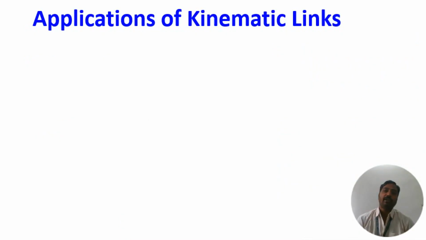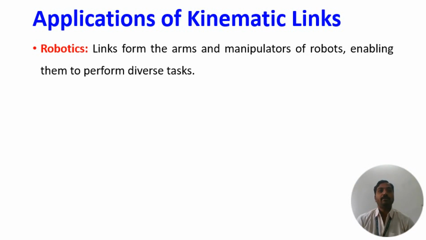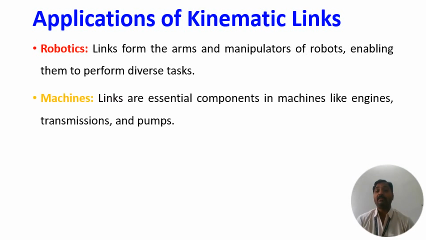Now, the applications of kinematic links, where we can use these kinds of applications. We can use them for robotics. Links form the arms and manipulators of robots, enabling them to perform diverse tasks. This kind of application is seen very widely nowadays in military applications. In machines, links are essential components in engines, transmissions and pumps. So these are all combinations of rigid bodies as well as resistance bodies.